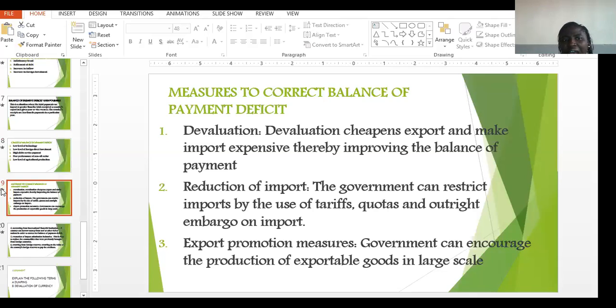Devaluation cheapens export and makes import expensive, thereby improving the balance of payments. I would have loved to explain the meaning of devaluation itself, but because it's part of my assignment, I will not tell you. So go and search. But what devaluation does is that it makes export cheaper and import expensive. So when the imported goods you want to buy are too outrageous, the cost is more than you think you can afford, you will be forced to buy what we have, the locally made goods. And by so doing, the excess that is going to other countries that makes us dwell in deficit will be corrected.